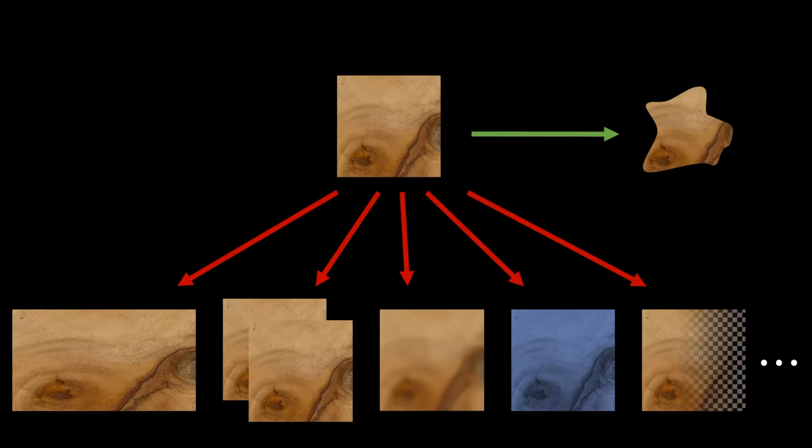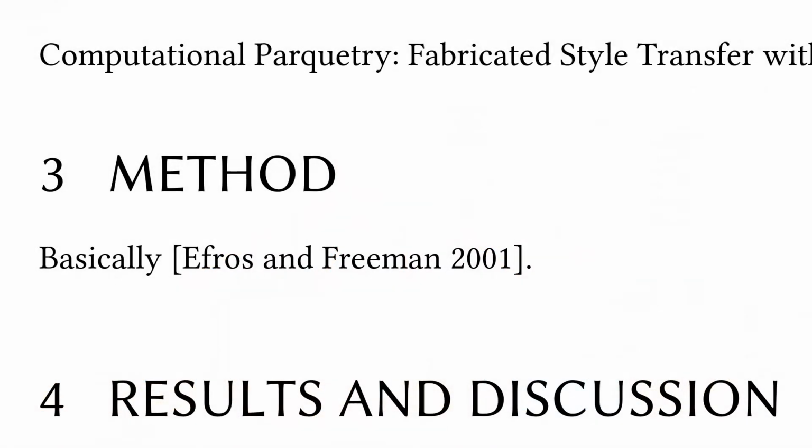So, at the core, our algorithm is really just a primitive patch matcher that for a given region in the target image finds the best matching piece of wood.